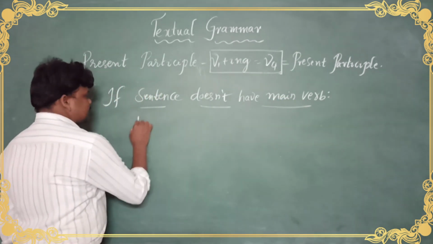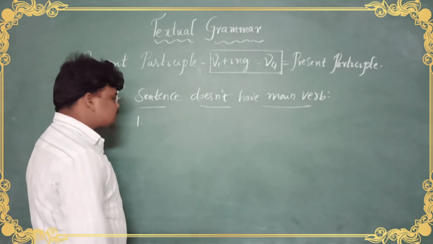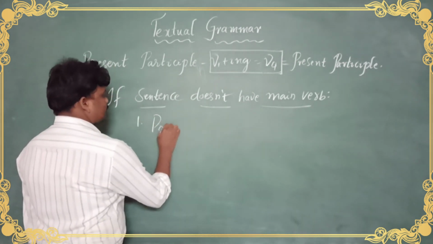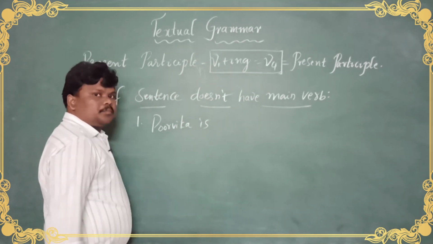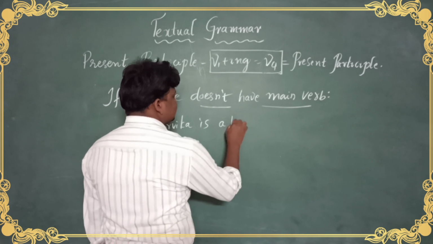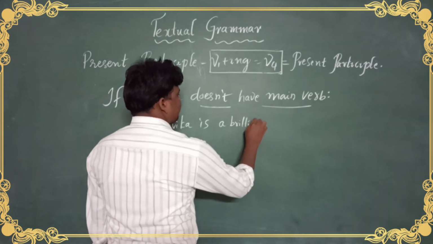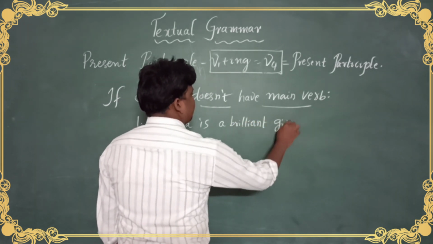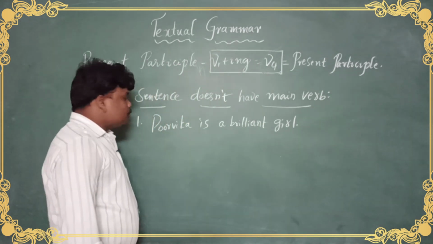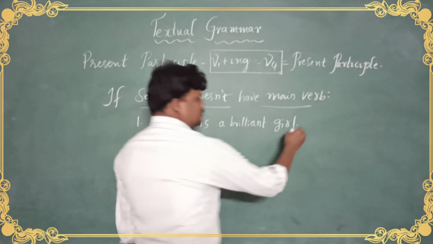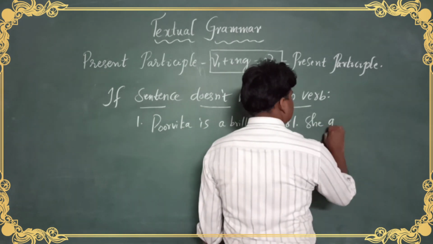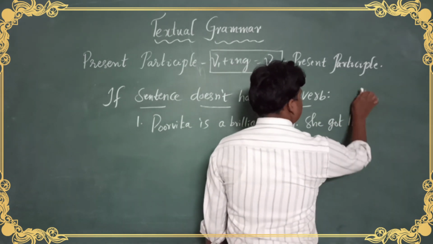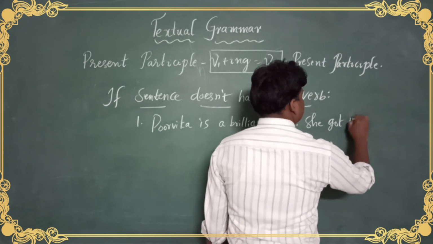Let's get into the first example. First example: Purvika is a brilliant girl. She got the first rank.